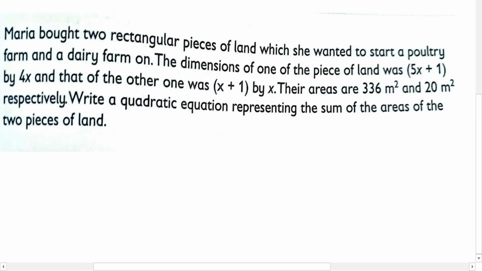Now, what if you have a question like this, where you've been given a word problem and write it in form of a quadratic equation?